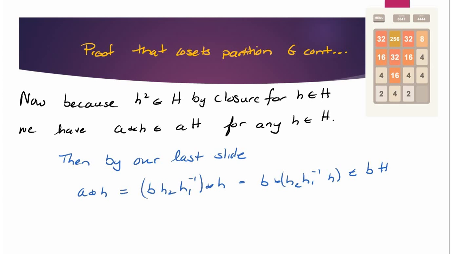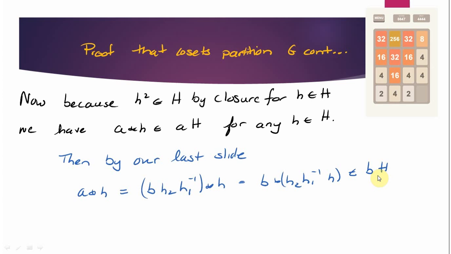In particular, if I replace the A with my substitution from the previous slide, I have the second expression right over here. If I use the associative property, I can rearrange the parentheses, and this element belongs to BH.